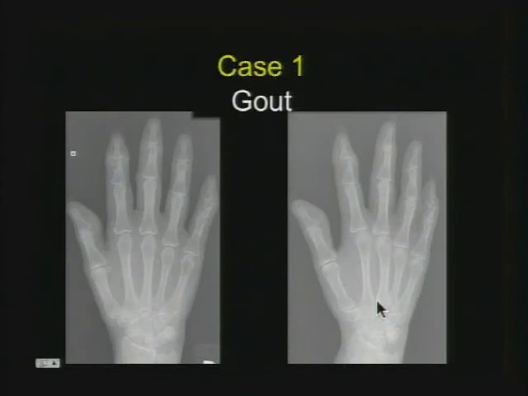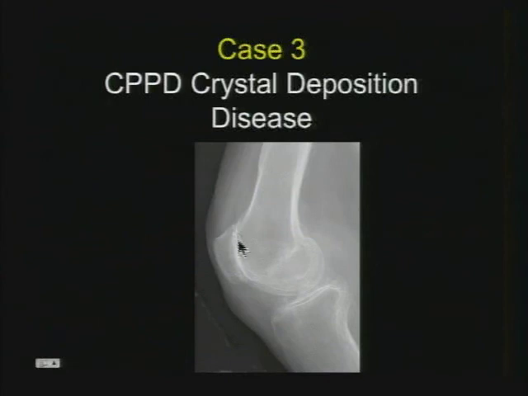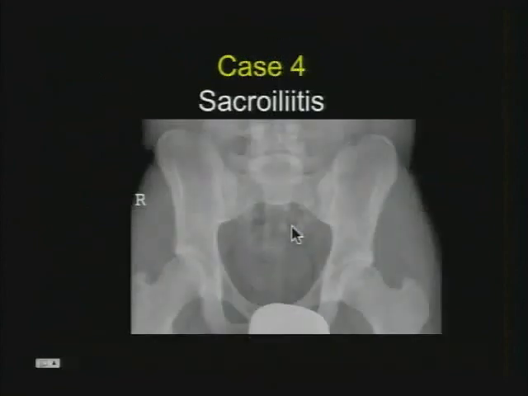And let me just go through those cases again now that you've seen the different ones. Of course, here we see the erosions with smooth margins away from the joint, so that would be gout. Here we see a sausage digit with osteopenia and narrowing of the middle finger and the PIP joint. Either that would be psoriatic or infection. Here we see the very narrow patellofemoral joint with saucerization above, CPPD crystal deposition disease.